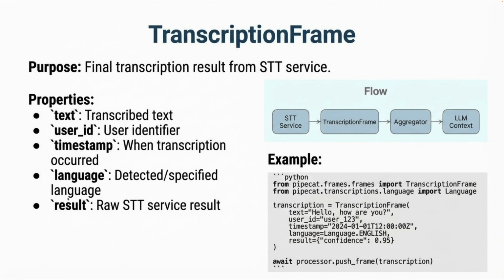So these are the different properties for text frame and transcription frame, and we can use it after importing. We can just describe the transcription frame: text, user ID, timestamp, language, and all of this, and the processor uses this and pushes it. So key points to note: it contains metadata like language, timestamp, confidence. We can see this, and also we append it to an aggregator, and we also add it to the LLM context, and this marks the end of the user utterance.